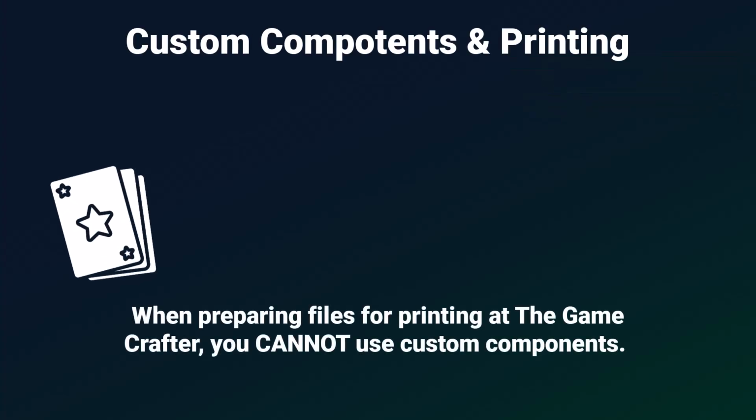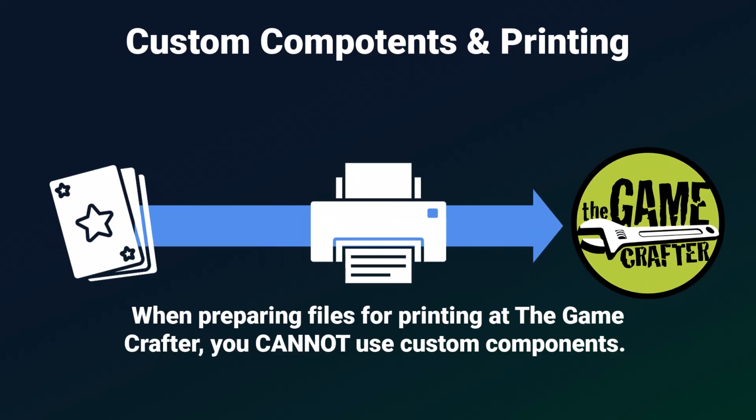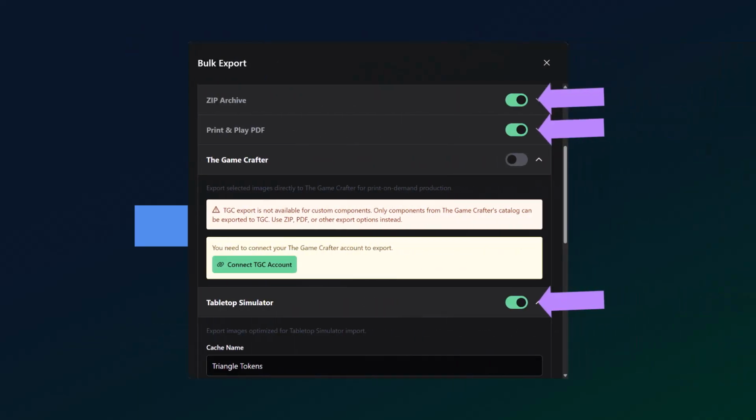It's important to note when preparing files for printing at the Game Crafter, you cannot use custom components. You must use an existing component if you intend to export the game to the Game Crafter for printing. All other export types work as usual for custom components.